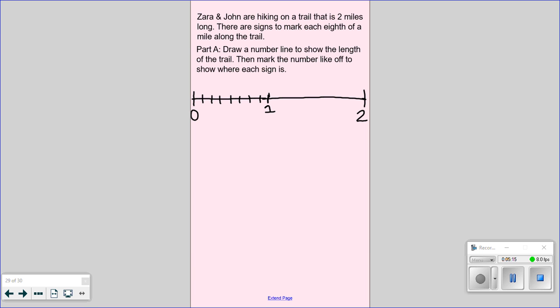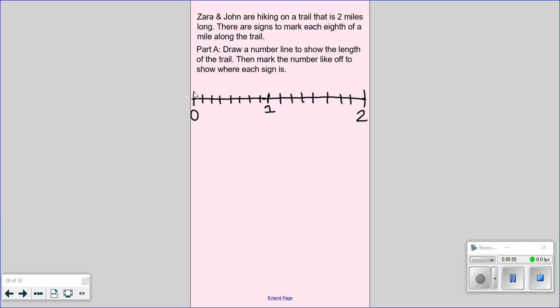I don't see that happening on your paper. We need to do the same thing from mile 1 to mile 2. So mark that up to show 8 spaces as well. I'm going to find my middle. Right. So now I have my 8 spaces between 0 and 1. I have my 8 spaces between 1 and 2. Brayden, please stop messing with that and follow along.